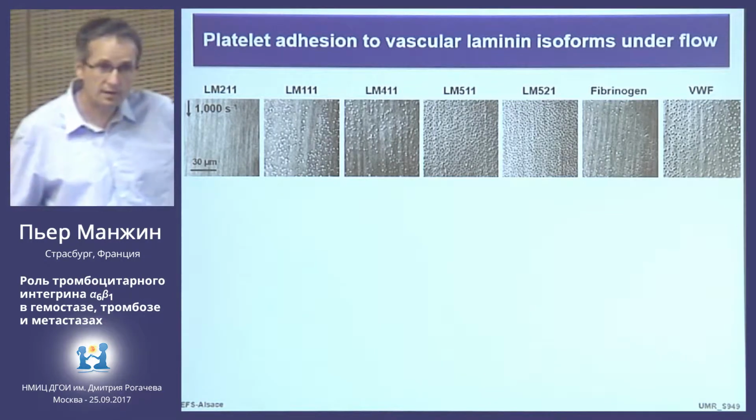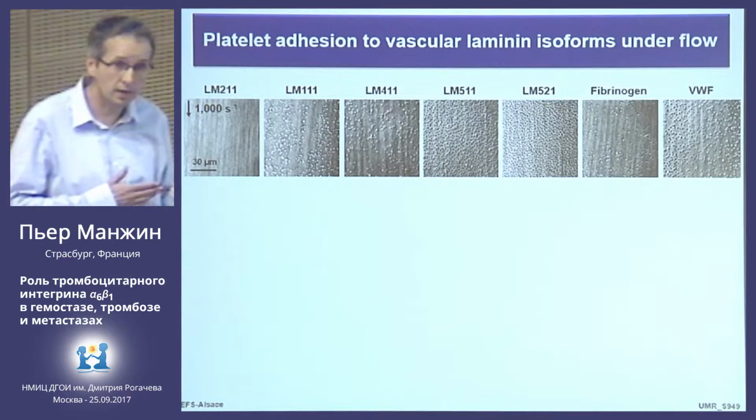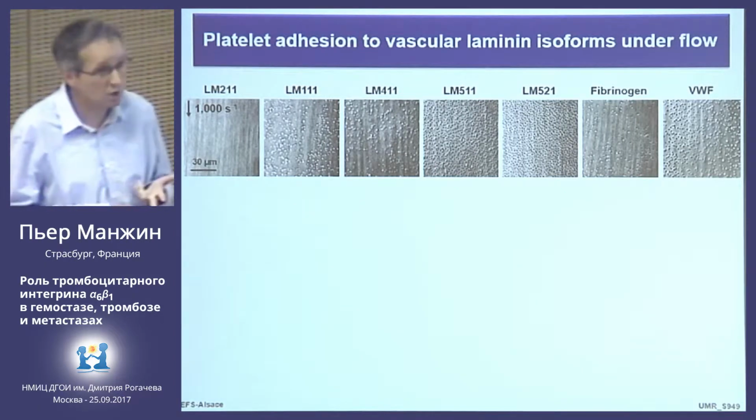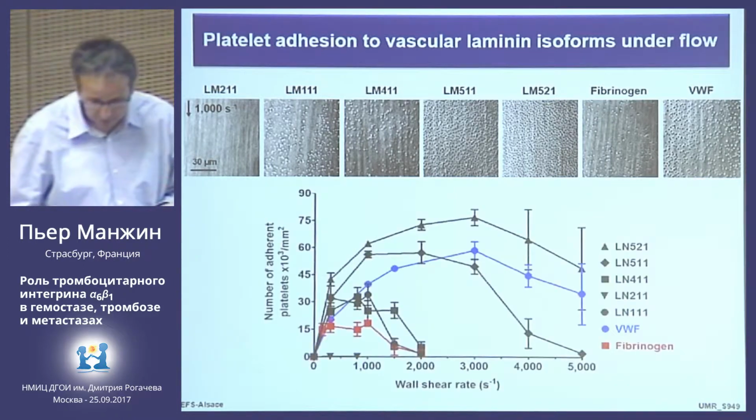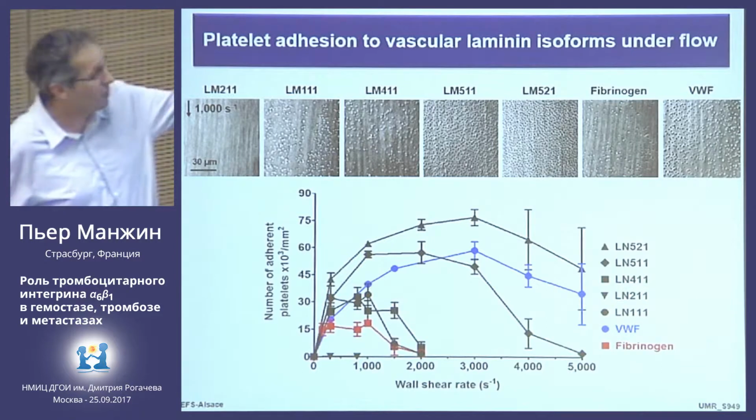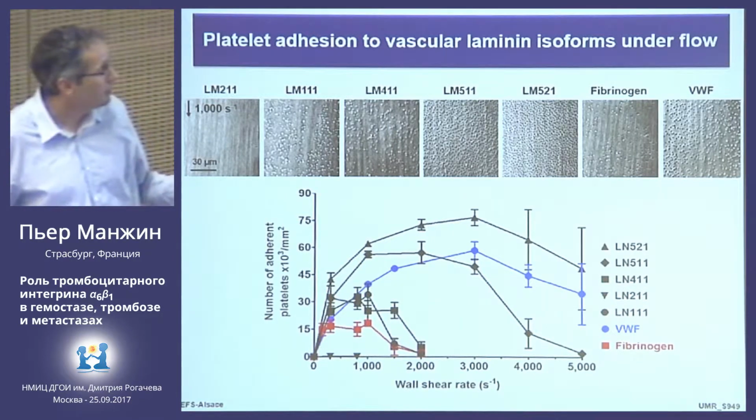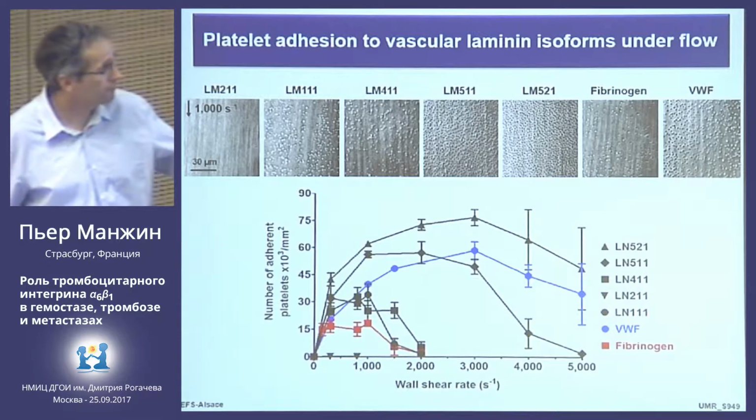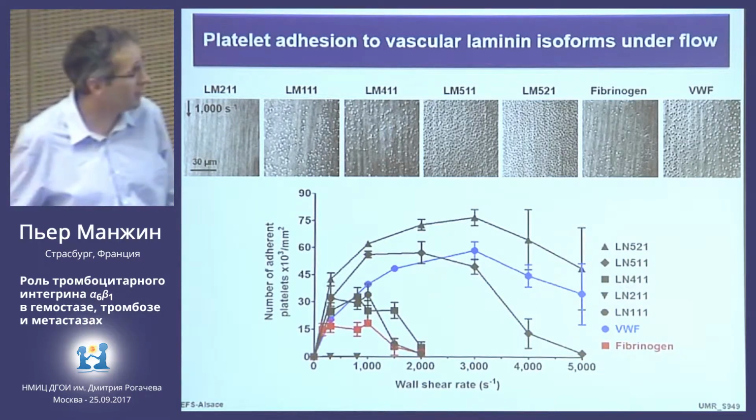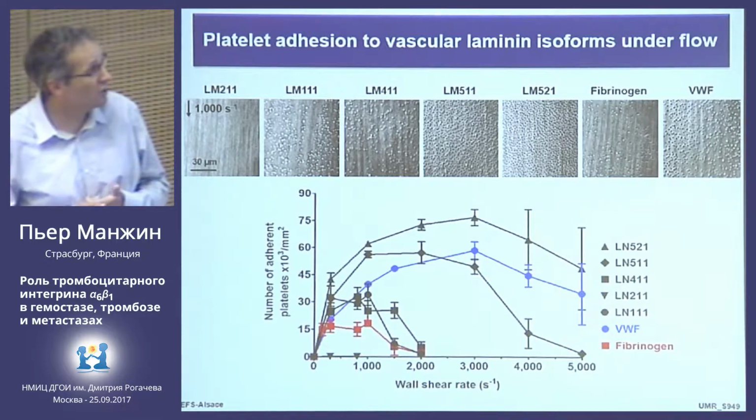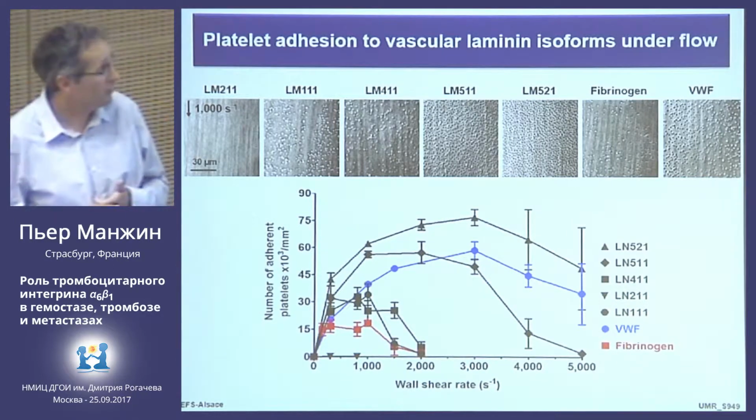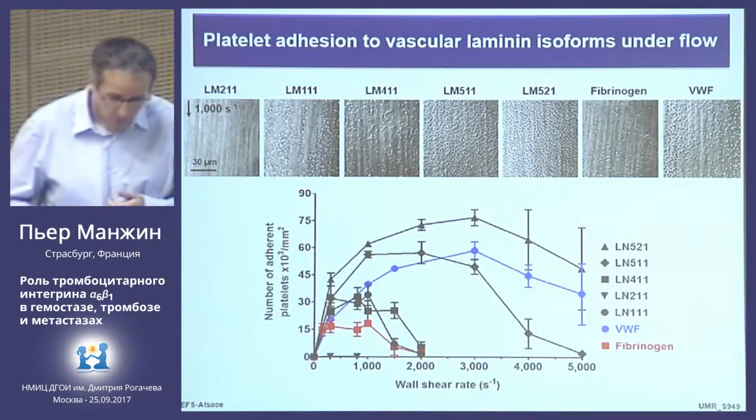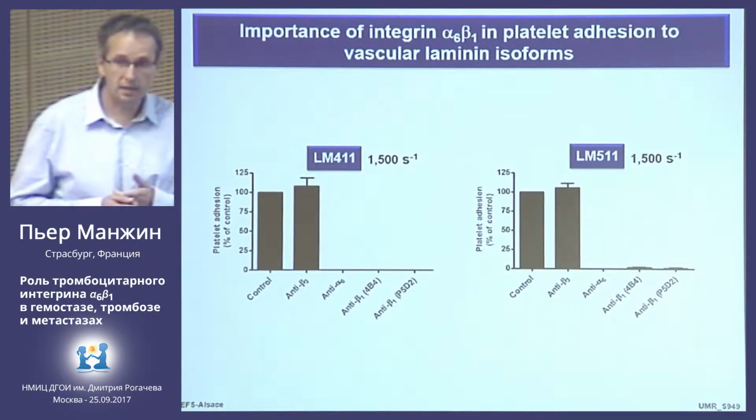So that's the picture you have at 1,000 per second, and we next wondered what would happen at much lower shear rates that you can have in large arteries or in veins, or at even higher shear rates that you find in the microcirculation or under pathological conditions. There you have the result, in which we express the number of platelets as a function of wall shear rate. Whatever the wall shear rate you use, there is no adhesion on laminin 211. 111 and 411 were quite adhesive, with still nice adhesion at 1,500 per second. And again, we were quite impressed with the adhesion that we observed on laminins containing the α5 chain, with significant adhesion at 3,000 and 4,000 per second.